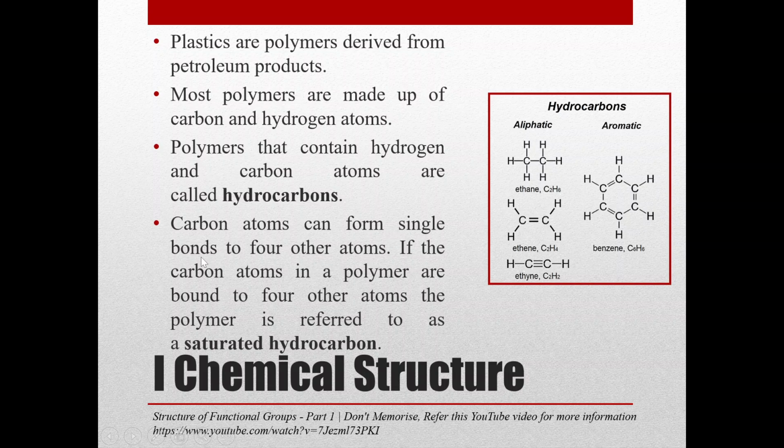Carbon atoms can form four single bonds with four other atoms. If the carbon atoms in a polymer are bound to four other atoms, the polymer is referred to as a saturated hydrocarbon. So in the aliphatic type, one can see that each carbon atom is connected to three hydrogen and it has one bond with another carbon atom. So each carbon atom is fully saturated, and this type of a hydrocarbon is called a saturated hydrocarbon.